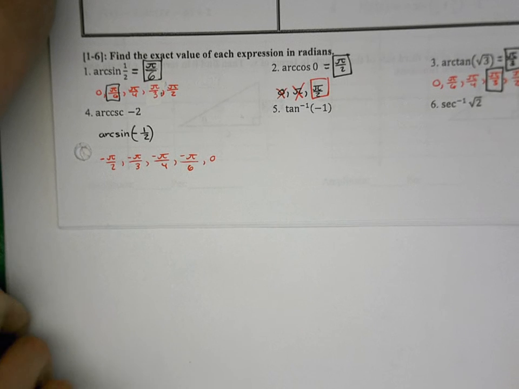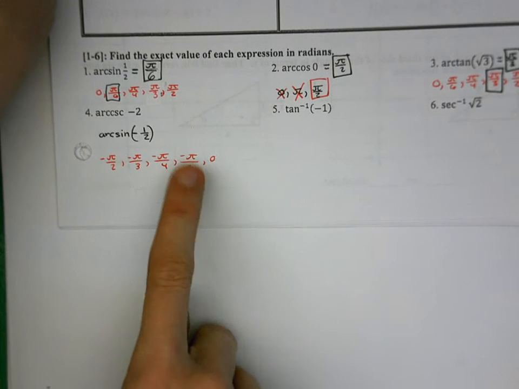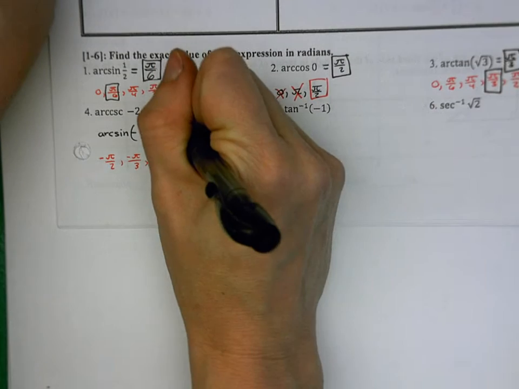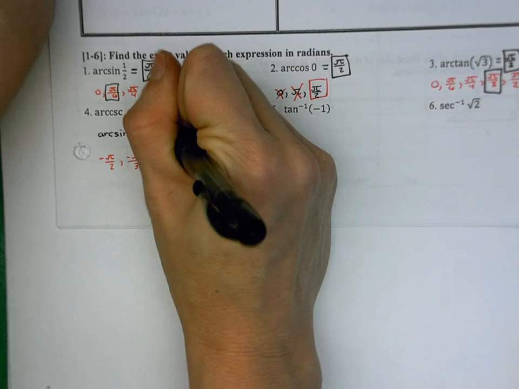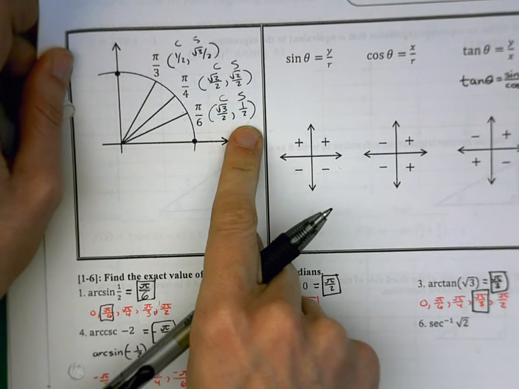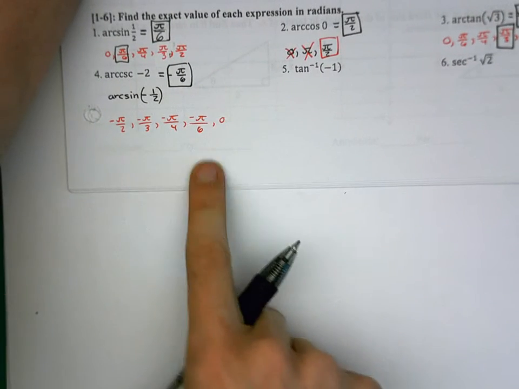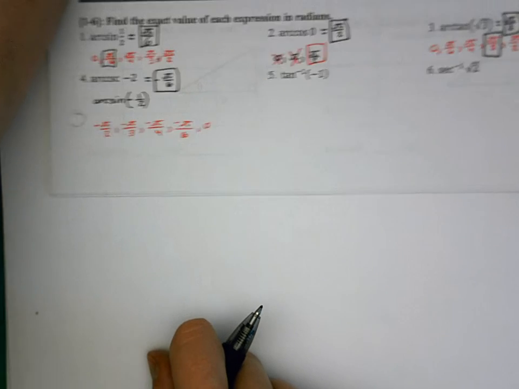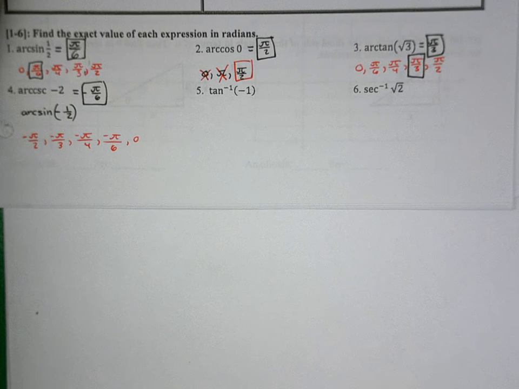Well, the angle that gives me a sine of 1/2 is my pi over 6 angle. So my answer is negative pi over 6. Again, pi over 6, sine of 1/2. Negative just because we're in the fourth quadrant for this one. Okay, number 5, arctangent of negative 1.